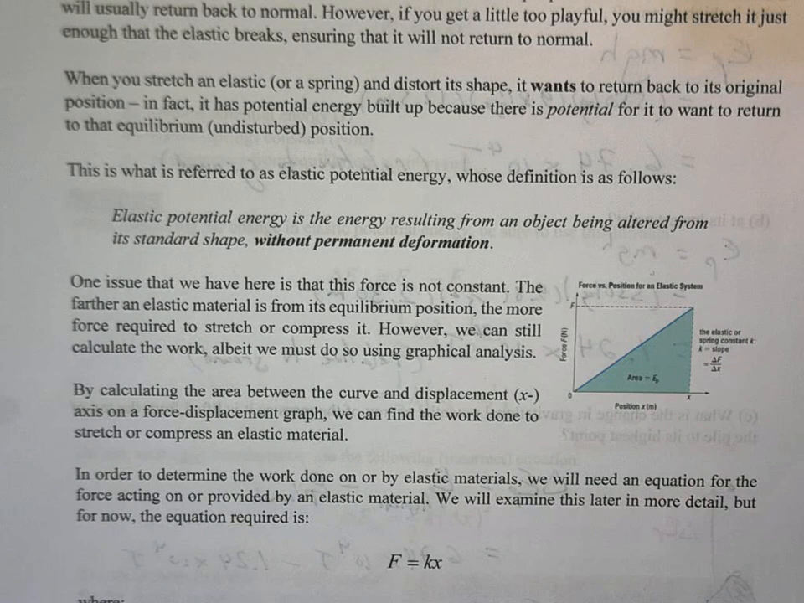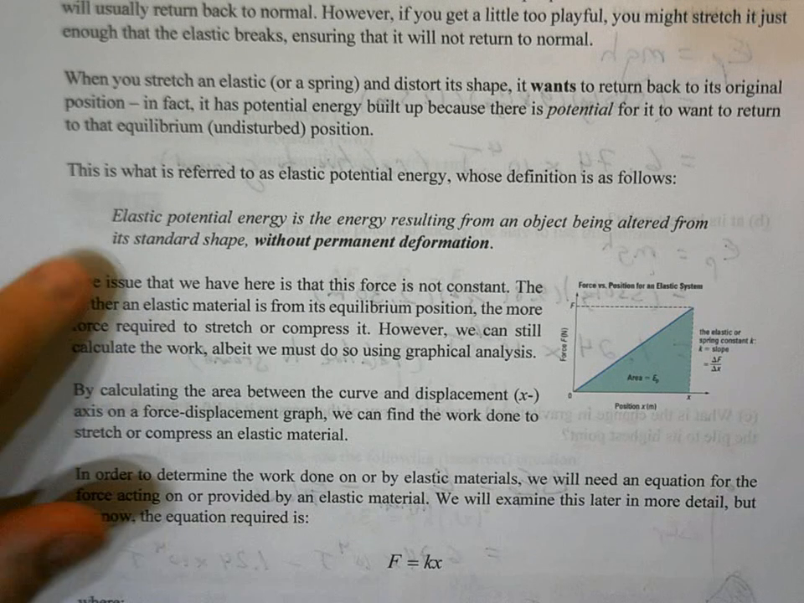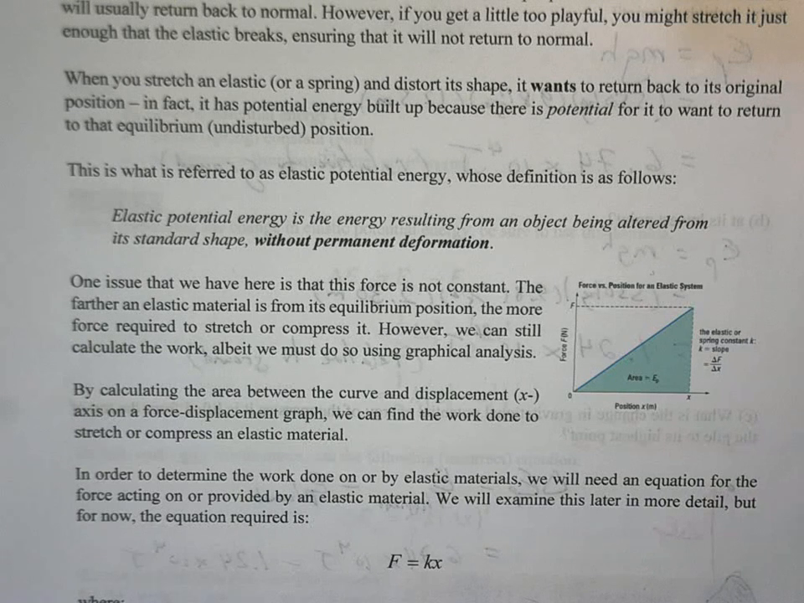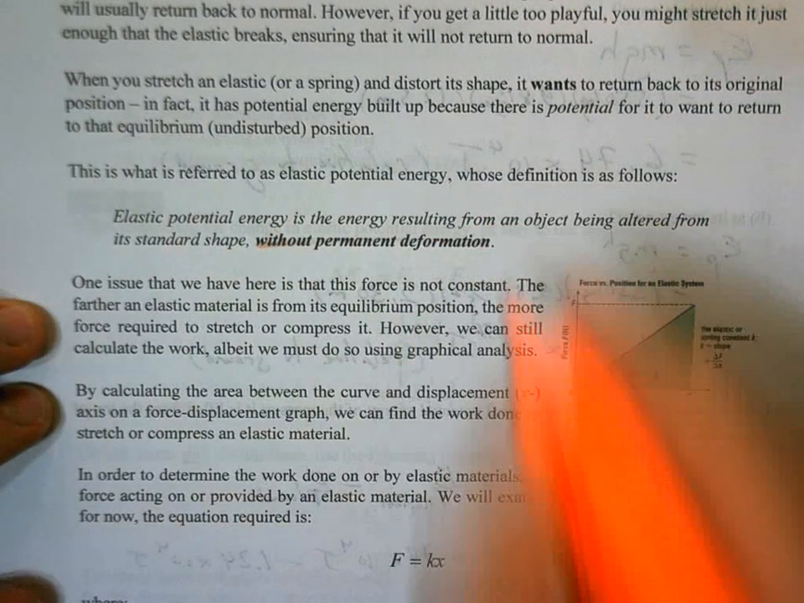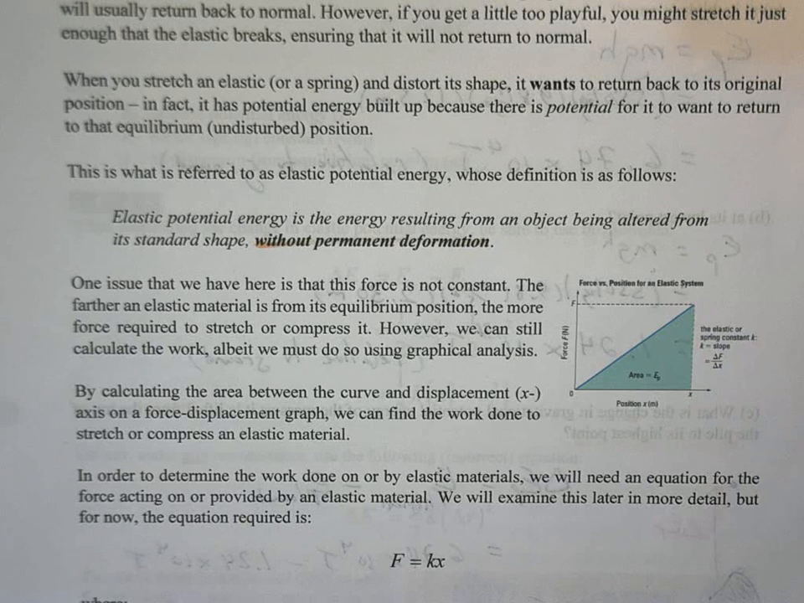Elastic potential energy is the energy that results from an object being altered from its standard shape, so kind of like if you were to leave it alone, and we don't want permanent deformation. What that means is, for example, with the elastic, if we stretch it out very little and let it go, it'll go back to its normal shape. If we pull on it hard enough and break it, we've deformed it, it will never go back to its original shape. Those of you that have played with slinkies as a kid, you'll know that if you stretch out a slinky long enough, it will get all twisted and it will not go back to its normal shape. So we're trying to stretch it without deforming it.